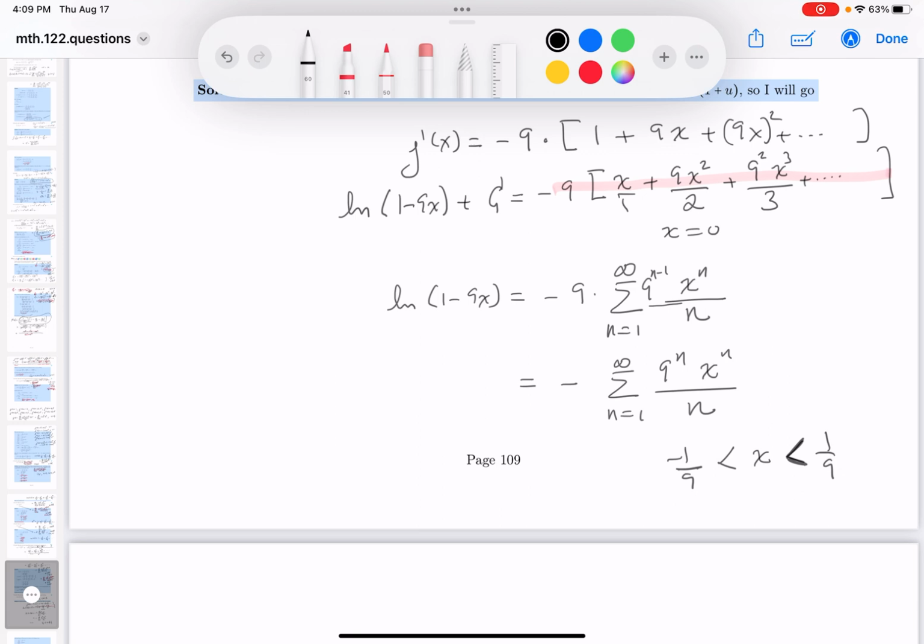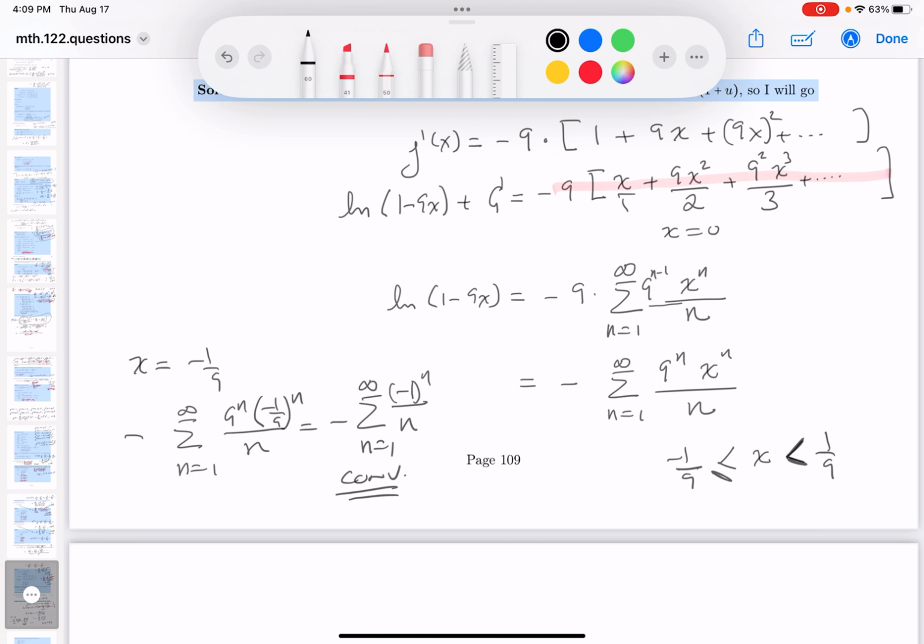So we're going to test this out. What happens when x is minus 1/9? You're going to get minus the sum, n equals 1 to infinity. You definitely get an n in the bottom. Then you get 9 to the n, and then you get minus 1/9 to the n. And this thing simplifies pretty nicely, by the way. And what about this? It's convergent, by the alternating series test. So I get to include that. All right. So we gained an endpoint, by the way, minus 1/9 up to 1/9.